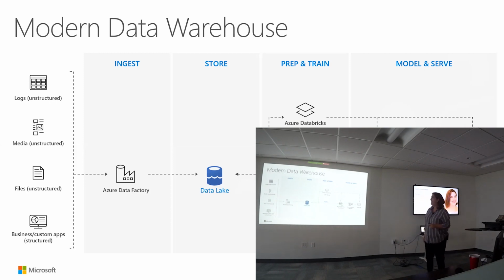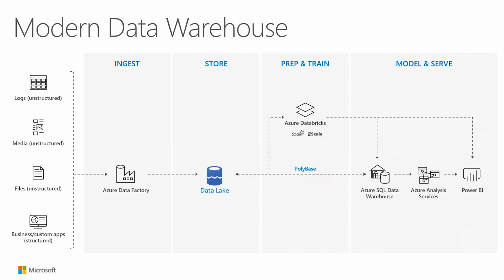Okay, so this is a reference architecture that we talk about a lot at Microsoft, the modern data warehouse. We talk about data ingestion, data storage, prep and training, and modeling and serving. The idea in a modern data warehouse is that we don't care what kind of data we're bringing in. We don't care if it's relational data, image data, blob data, video, whatever. We need to land it somewhere, and that's where Data Lake comes into play. As Ahmed mentioned, Data Lake and Azure Databricks play very well together.